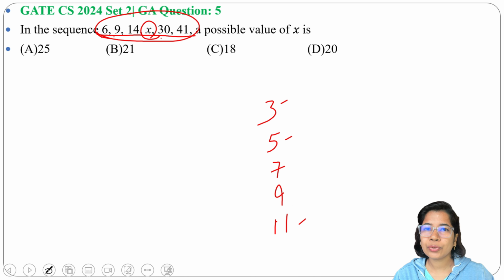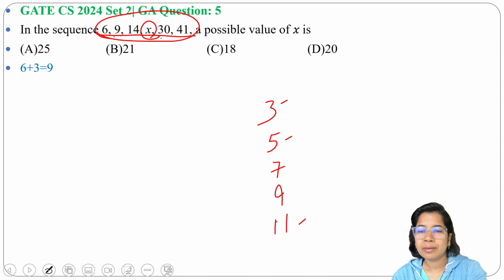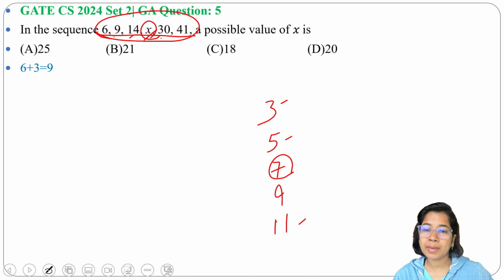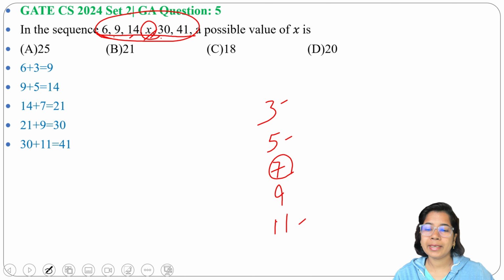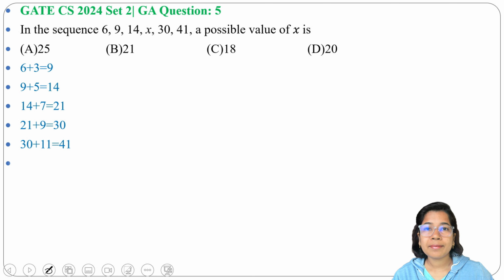So between the first two numbers the difference is 3, then between the second two numbers the difference is 5, then between 14 and x the difference will be 7. So 14 plus 7 is 21. Next, 21 plus 9 is 30. 30 plus 11 is 41. So x value will be 21.